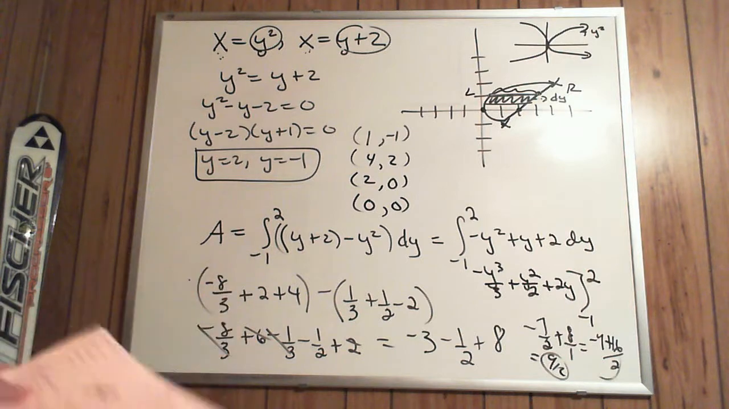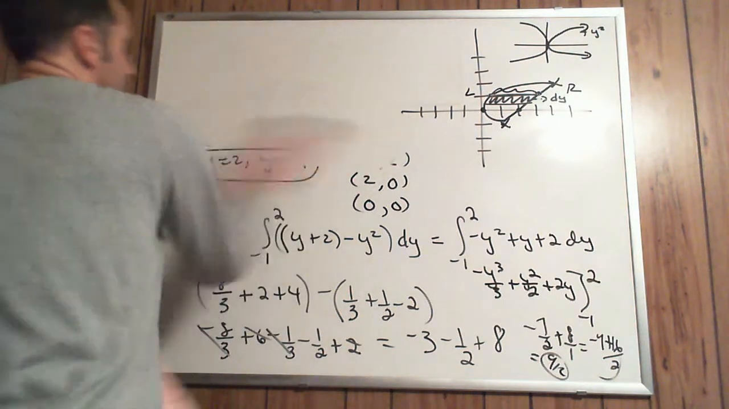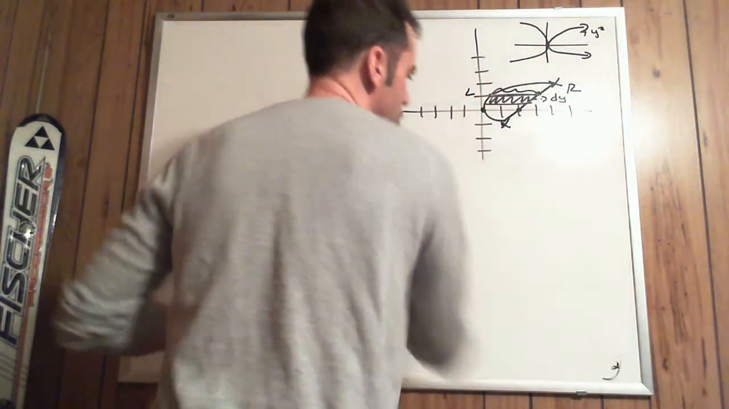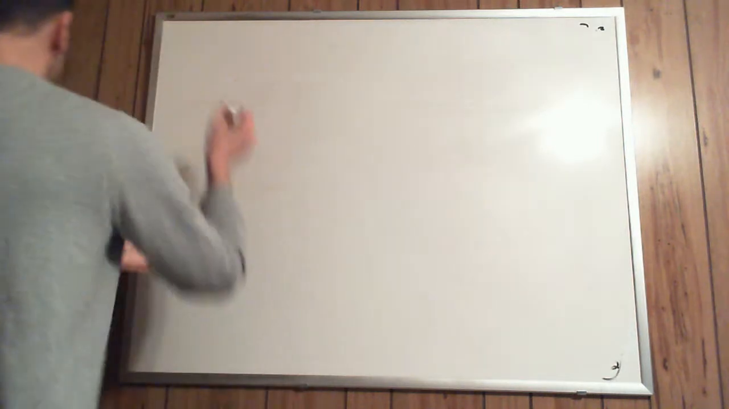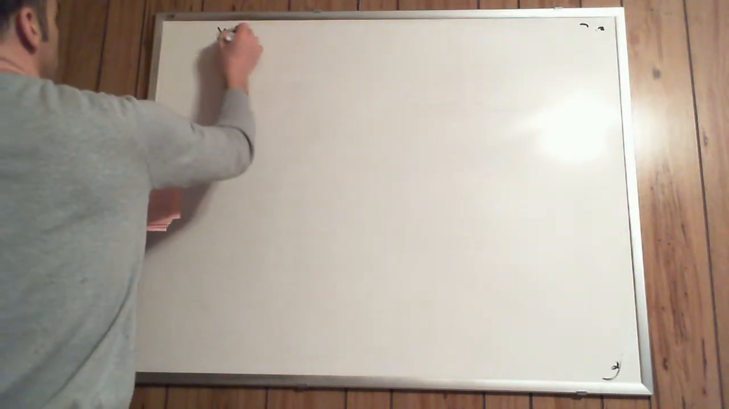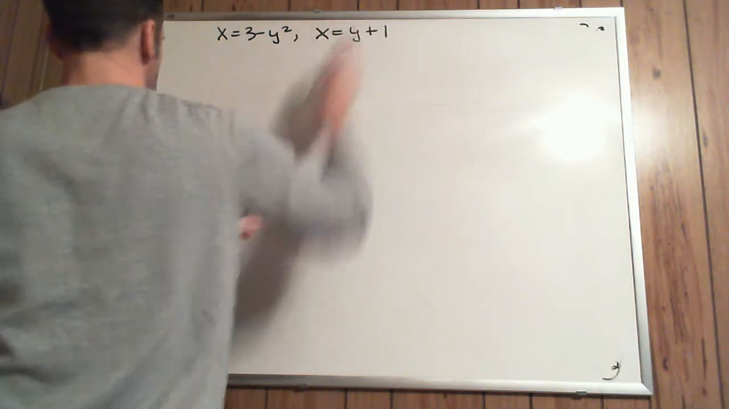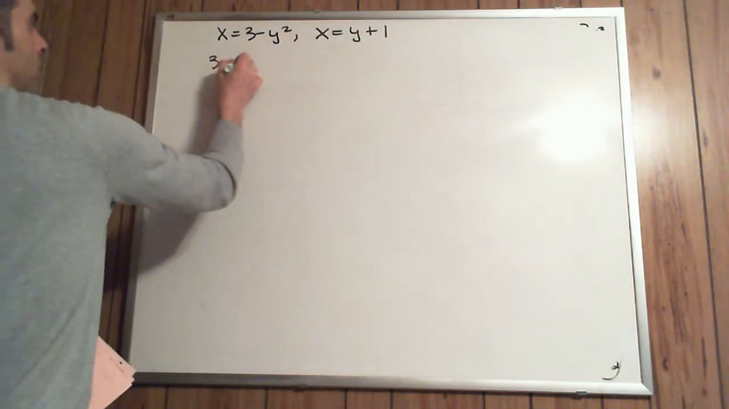Okay, and I'll do just one more. In some of the cases, if you're given the limits of integration, you can just use those. Okay, so suppose here x equals 3 minus y squared, and x equals y plus 1. So let's set them equal to each other.